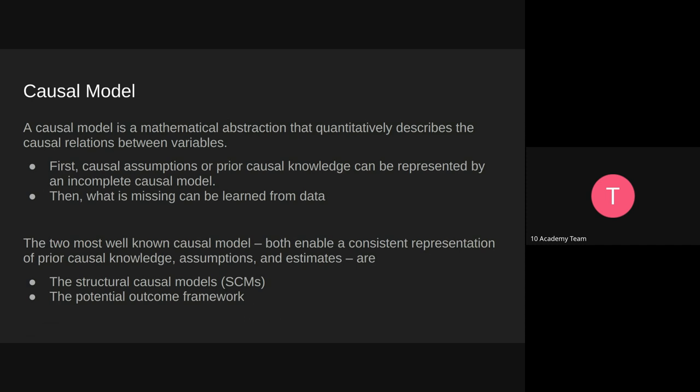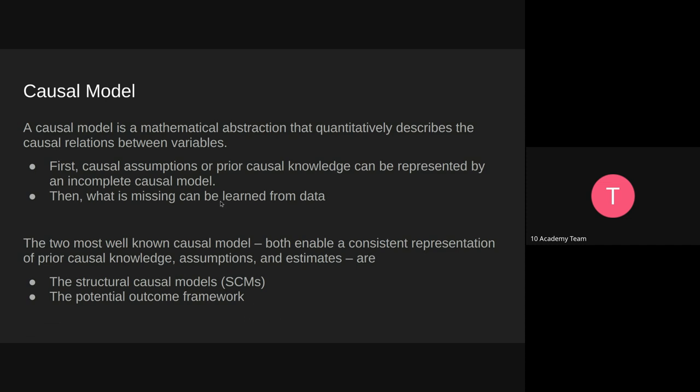So I already touched on this a little bit. Once you have a set of variables and you have data, and you want to learn the causal relationships and the causal effects between these variables, what you want to construct is a causal model. You're quantitatively describing the causal relationship between your variables. You are supposed to select a model to describe them.